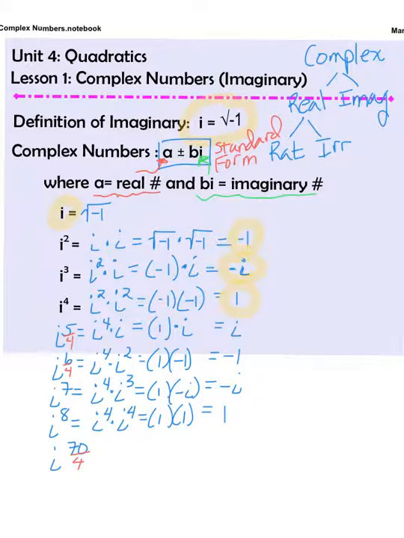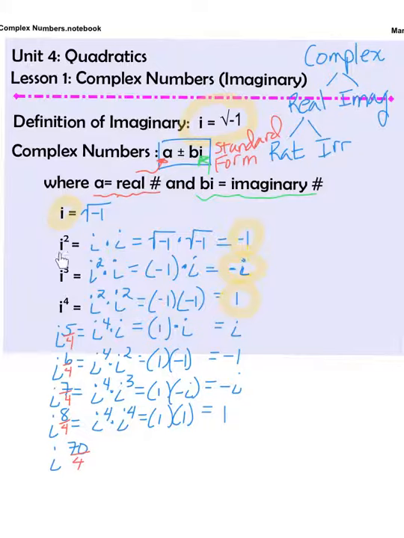If I divide 7 by 4, 4 goes in there one whole time with 3 left over. So I would have i cubed left over, which was -i. If I divide 8 by 4, well, 4 goes in there evenly twice, so I have no remainders. If I have no remainders, then it's i to the 4th, which has a value of 1. So if I have 1 remaining i, it's going to be just i.